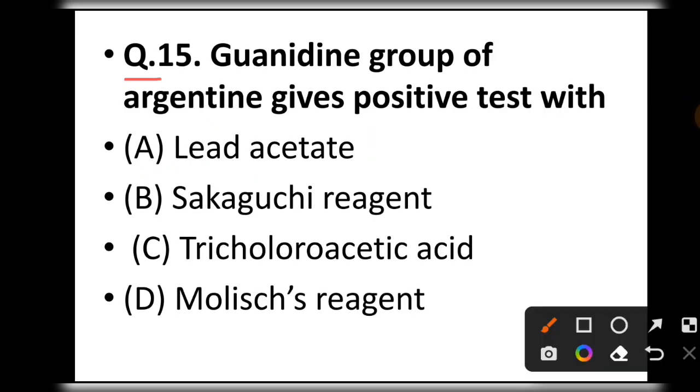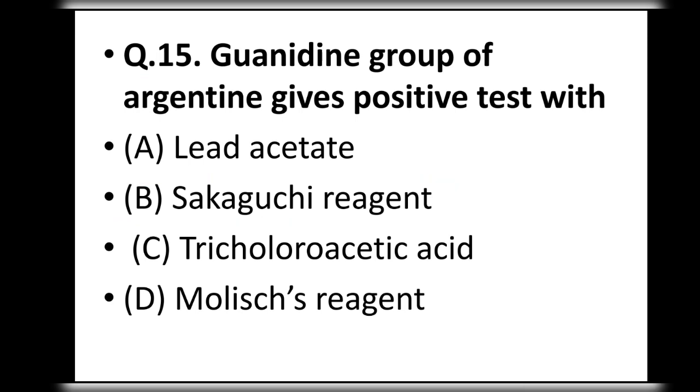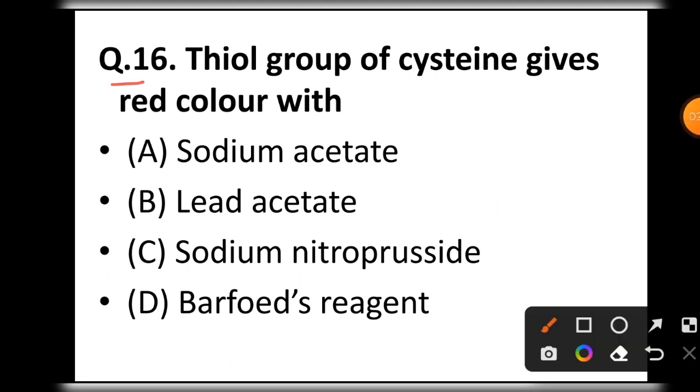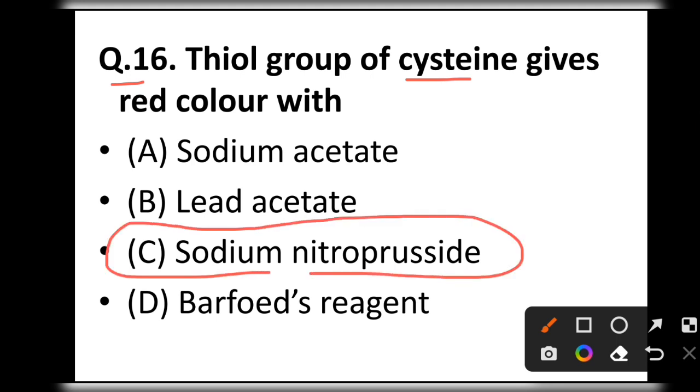Question 15. Guanidine group of arginine gives positive test with. Correct answer is option B. Sakaguchi reaction. Question 16. Thiol group of cysteine gives red color with. Correct answer is option C. Sodium nitroprusside.